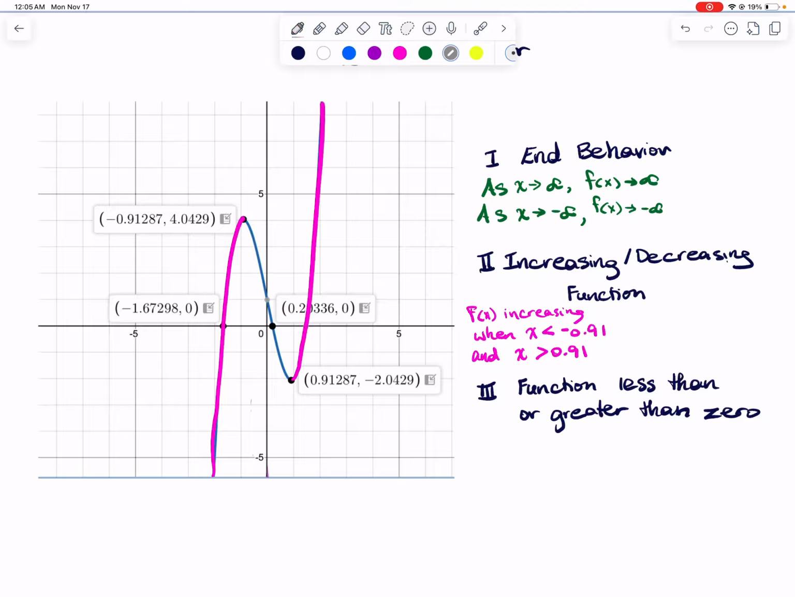Now in gray, I'm going to trace where our function is decreasing. So it's decreasing in between those values. So in between those two values that we just saw from left to right. So our function, f of x, is decreasing in between, and the way we write in between is that x is greater than negative 0.91 and less than 0.91. So it's in between those values, or the function that you can see in gray is decreasing.